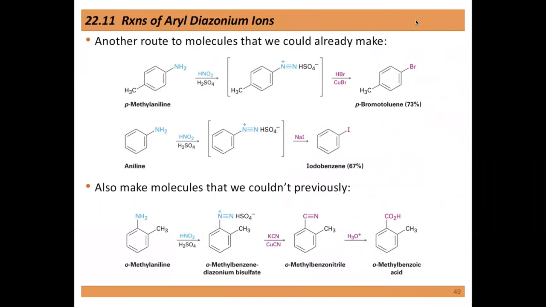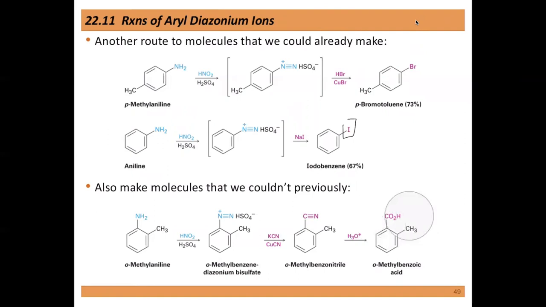Oh, here's just some other examples of things that we could make. We could make parabromotoluene. Again, we could have made that by methods that we had previously, and we could even make iodobenzene by methods that we had previously. But this example down here is, again, having a carboxylic acid and a methyl group. We couldn't have made it previously because our previous methods would have oxidized to give us that carboxylic acid, and that would have also oxidized the other alkyl groups.